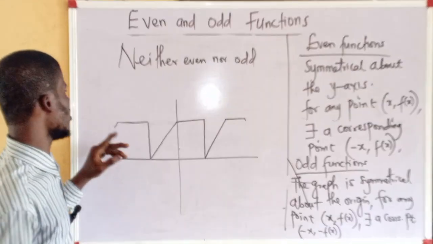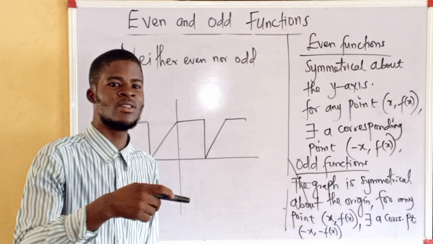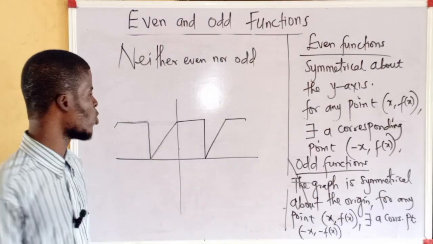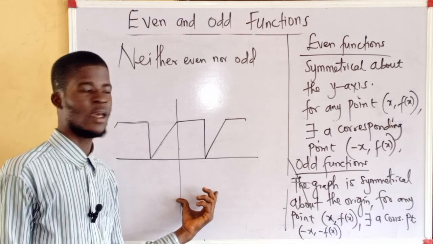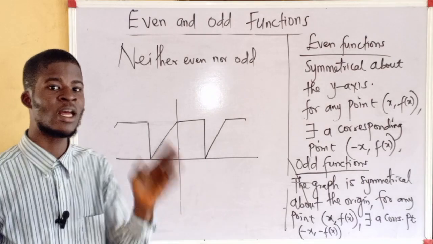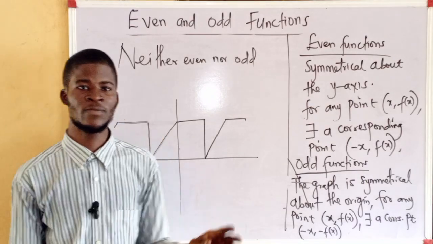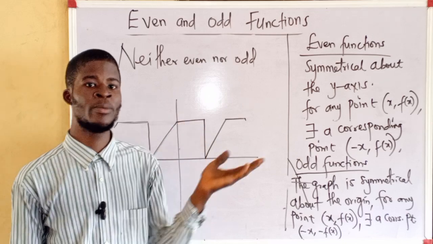Even if I rotate the graph 180 degrees about the center, it is not going to produce the same picture as what I can see now. Okay, so this graph is neither even nor odd. That is the point. So there are some functions like that that are not even and not odd. We saw some of them, some of those algebraic functions.